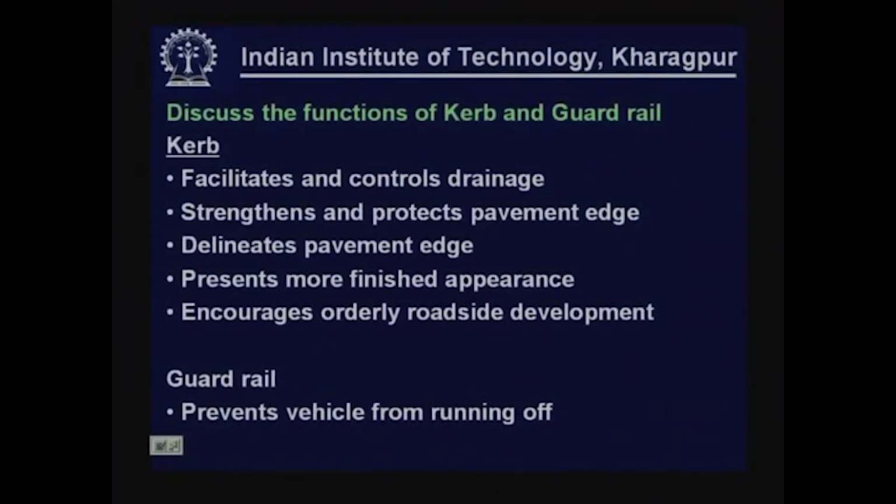Discuss the function of curbs and guardrails. Curbs basically facilitate and control drainage, strengthen and protect pavement edge, delineate pavement edge, present a more finished appearance and encourage orderly roadside development. And guardrail basically prevents vehicles from running off. So, wherever at the approach of bridge or high embankment or outside of outer edge of horizontal curve, wherever vehicles are prone to run off from the carriageway, we provide guardrail to enhance safety.